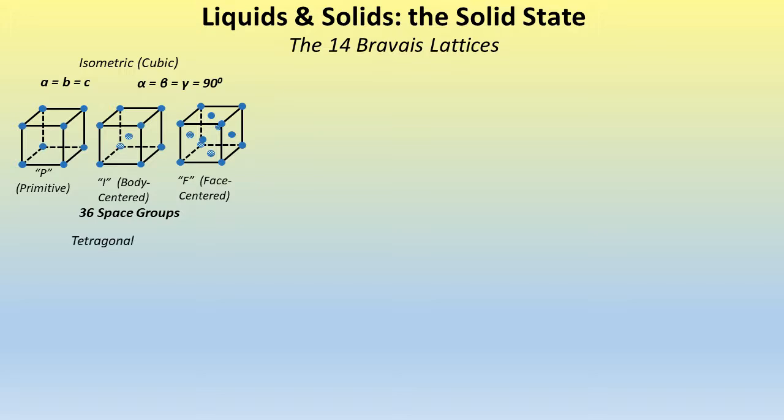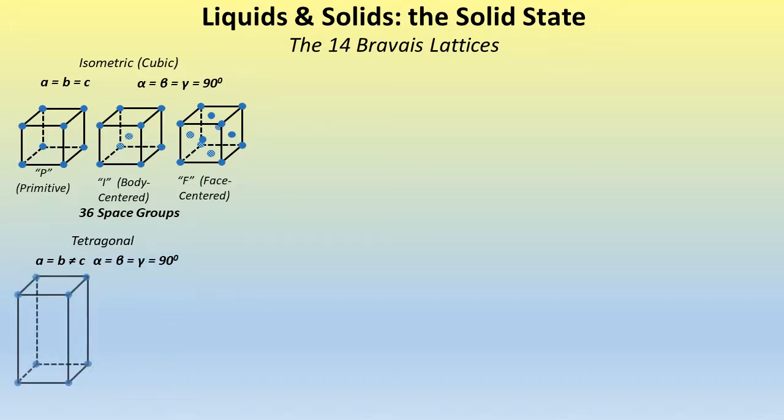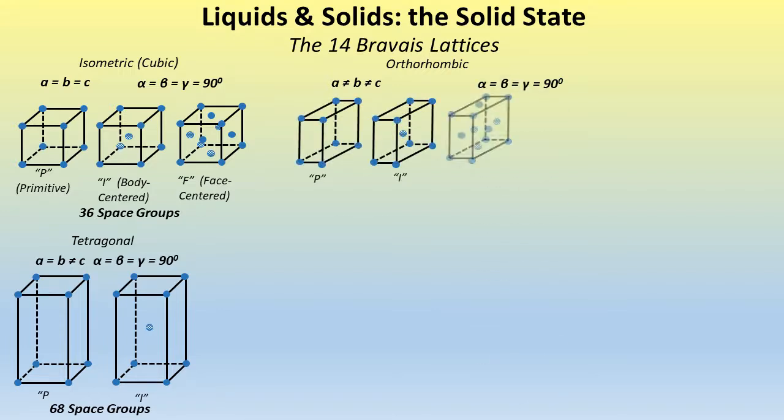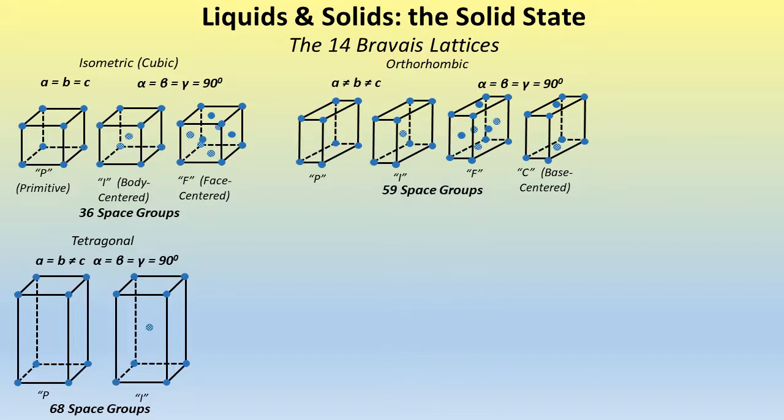The next shape is tetragonal, where A is still equal to B, but is not equal to C, and all the angles are still 90 degrees. You essentially have a rectangle. The only things that are possible in this configuration are a primitive cell or a body-centered cell, but it contributes 68 possible space groups depending on the atoms. More complicated, as symmetry goes down, the orthorhombic group, where none of the sides are now equal, but all of the angles are still 90. You have 4 possible Bravais lattices within the shape: primitive, body-centered, and face-centered, and a new one, base-centered, or C, with an extra atom on top and bottom.